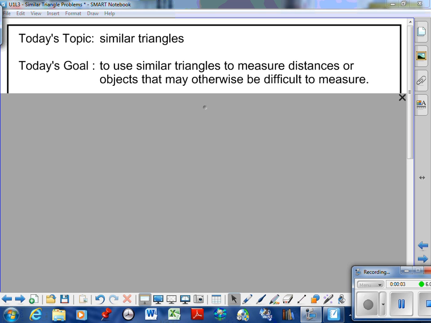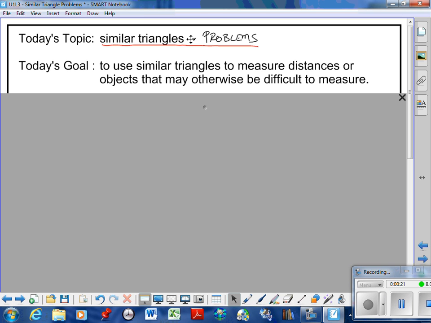Hello and welcome back to our second part of similar triangles. This is similar triangles, and we'll put a hyphen there, and we'll call them problems. Hopefully we got everything straightened out yesterday, so you're not thinking, holy cow, I've got more problems to deal with. No, this is actually word problems, real world applications.